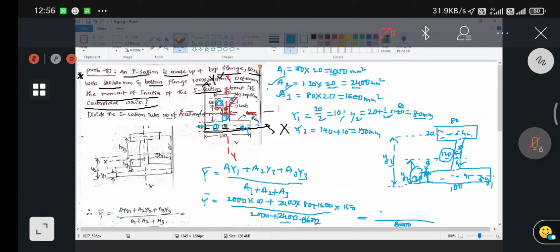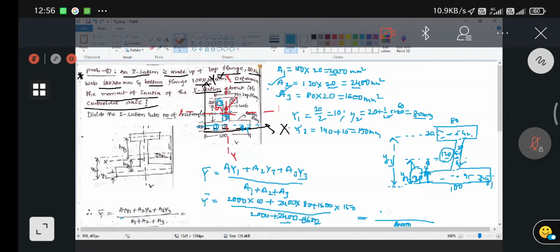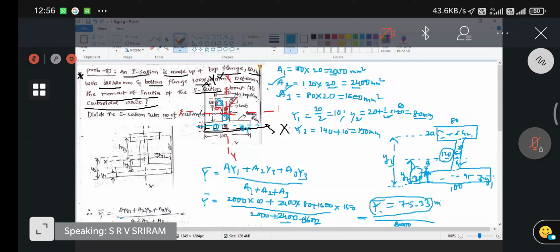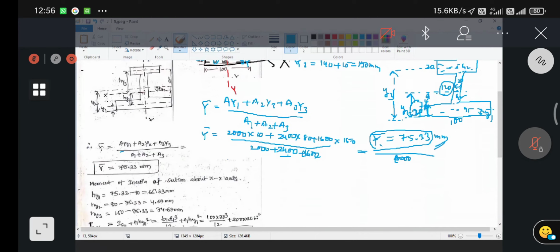Now we will get the total entire value. 6000, how much now? Exactly 75.33 you are going to get. So the Y bar value you are going to get is 75.33. So don't make any mistakes while doing calculations. Be very careful. Now only I got some problem related to this. So see here, exactly you are going to get 75.33 as your centroid value.